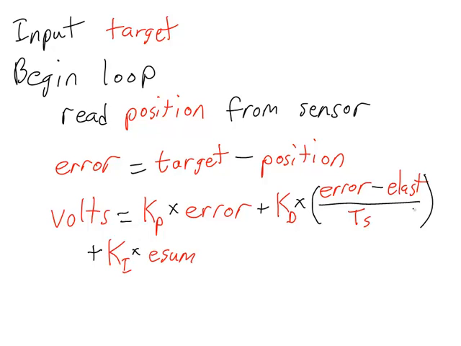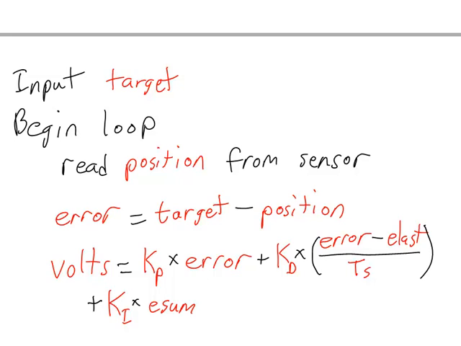I now have to show you where each of these different variables came from. We know where the error came from, but we have to take a look at what this E last, the last error, is, how we get TS, and how we get this E sum, as well as where we should specify each of these gains for the three parts of the control. We'll start with the parts for the three gains. Those things should be set outside of the loop.